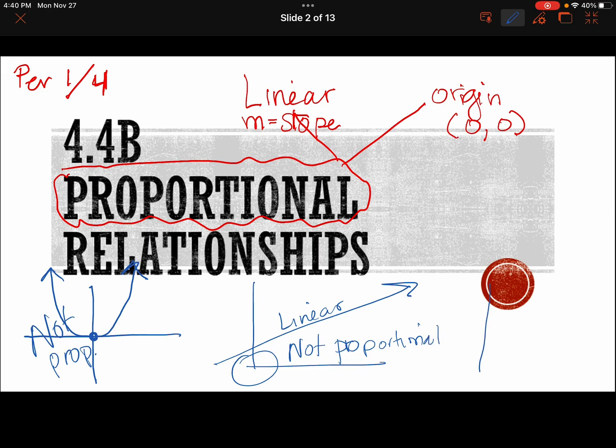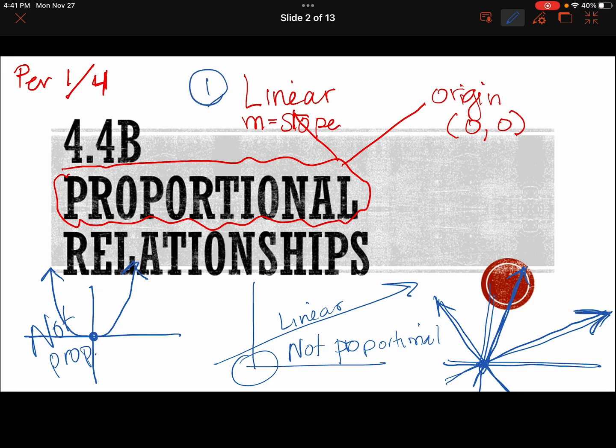Okay, so when you're looking at a picture, to be proportional, it has to go through the origin. Oh, that one didn't. Let's draw that a little better. It can be flat. It can be very steep through the origin here. I'm not drawing my line very well there. It can be negative going through the origin, and it has to be a line. Has to be this and this, not one or the other.